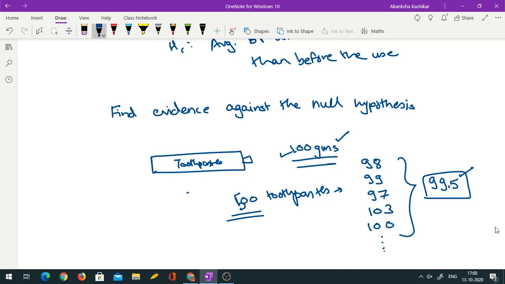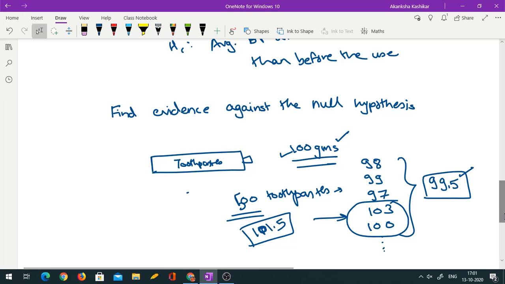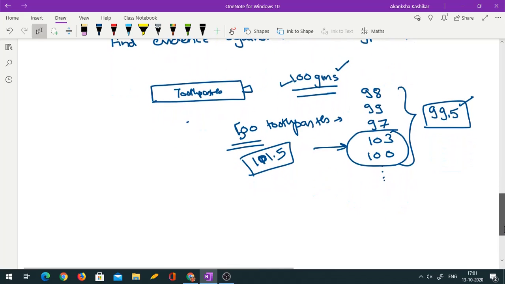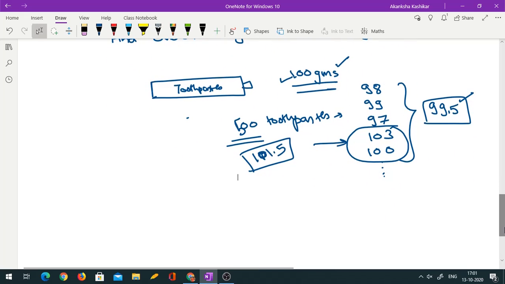There may be some other toothpastes out there whose average weight may be more than 100. Suppose I simply consider these two toothpastes, then the average of these two toothpastes is 101.5. So I can say that, see, there are some toothpastes whose average is more than 100, whereas you are saying there are some toothpastes whose average is less than 100. So both of us can be right or both of us can be wrong. So in this situation, we need testing of hypothesis.